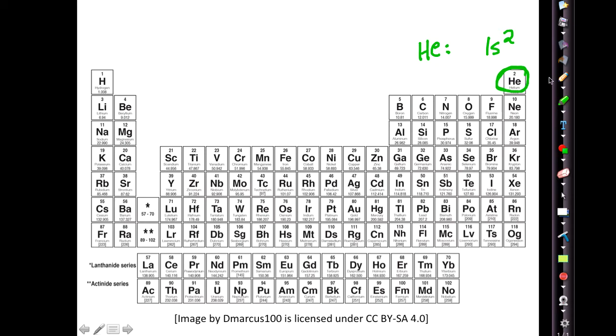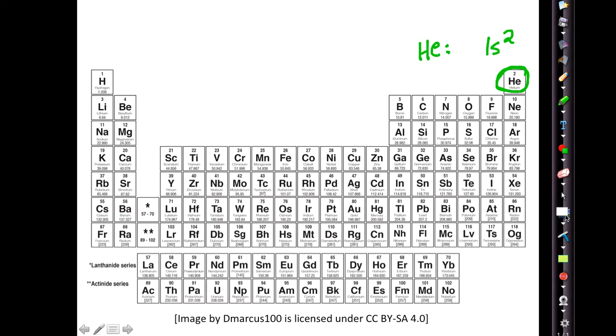But for helium, that's as many as it can have, since its electrons occupy the first energy level with just 1 sublevel and 1 orbital. 2 electrons is the maximum. And as a result, this is a stable configuration for helium. So it does have characteristics similar to those of the rest of the noble gases.